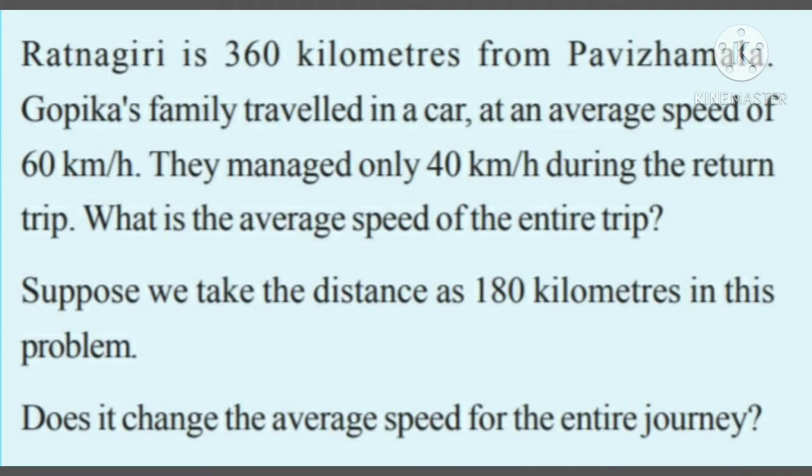Next question. Ratnagiri is 360 kilometers from Pavidamala. Gobiga's family travelled in a car at an average speed of 60 kilometers per hour. They managed only 40 kilometers per hour during the return trip. What is the average speed of the entire trip? Second part of the question. Suppose we take the distance as 180 kilometers in this problem. Does it change the average speed of the entire journey?